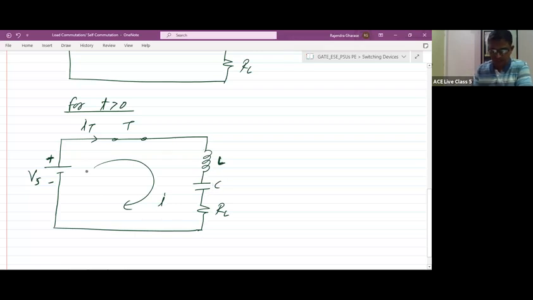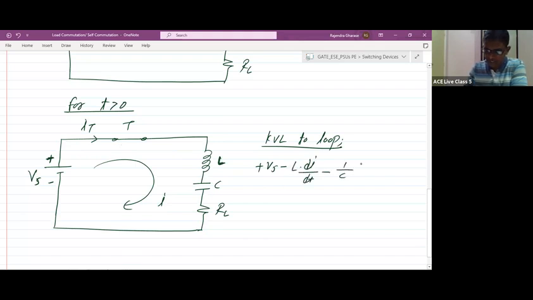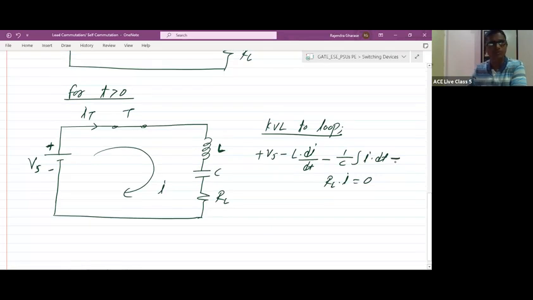Now can we apply KVL to this loop? Yes, KVL to the loop. Let me write here. It is plus VS, minus thyristor voltage, which is 0 as the thyristor is in the on state, minus L di by dt, minus 1 by C integration of I dt, minus RL into I is equal to 0.